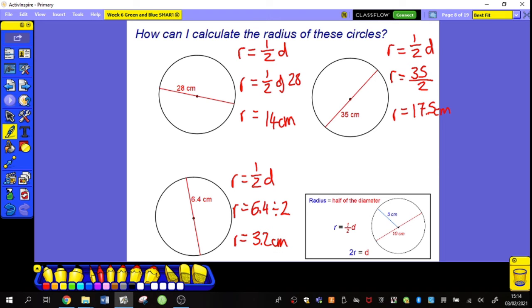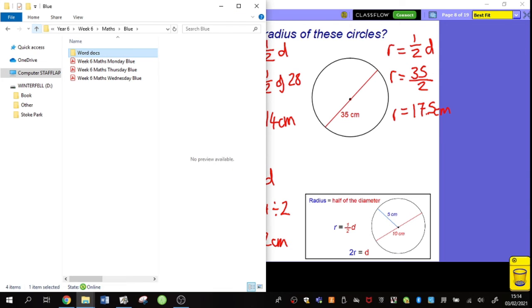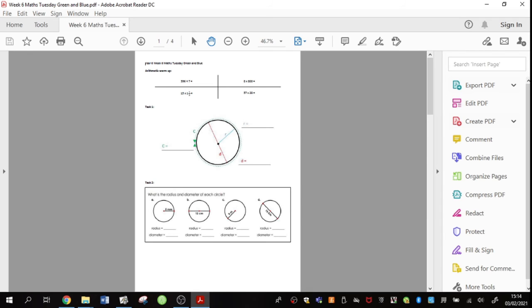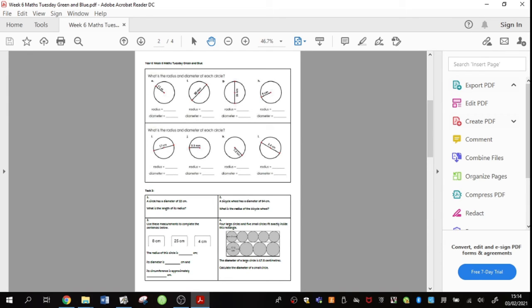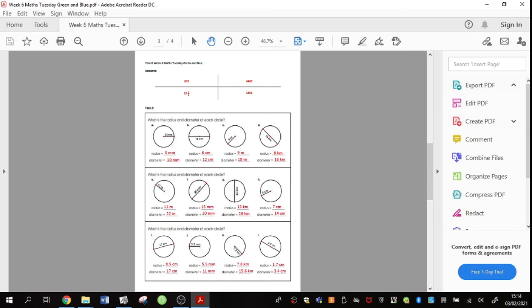Okay, what I'd like to do is have a go at task 1 now. No, sorry, scrap that. Task 2. I will show you what that looks like. Right, so I've got task 2, calculating the radius and the diameter of each of these circles. Task 3, you're looking at this in some worded problems. All answers at the bottom.